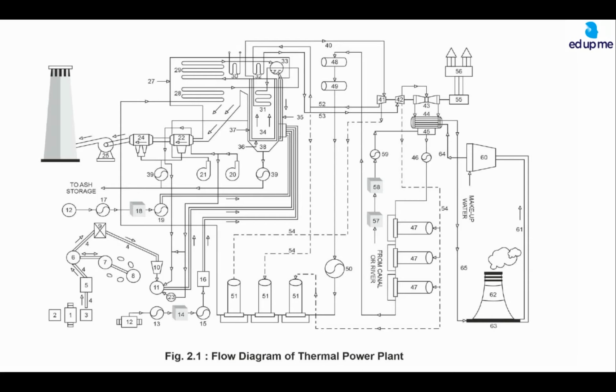The tangential burners will be creating a fireball inside the boiler, and that fireball will travel helically upwards, and while traveling upwards it will hit the water that is there in the water tube walls. So coal is fed from wagons to the boiler in this particular way.